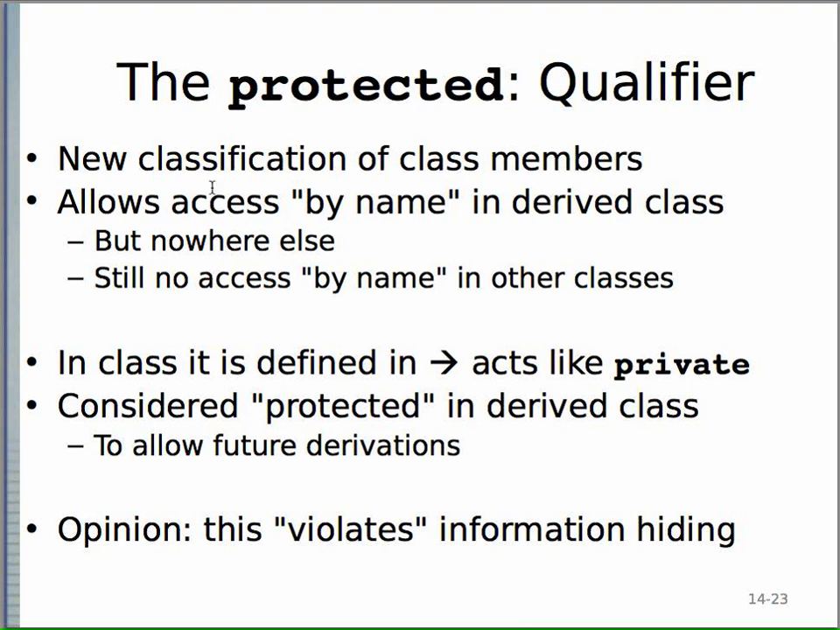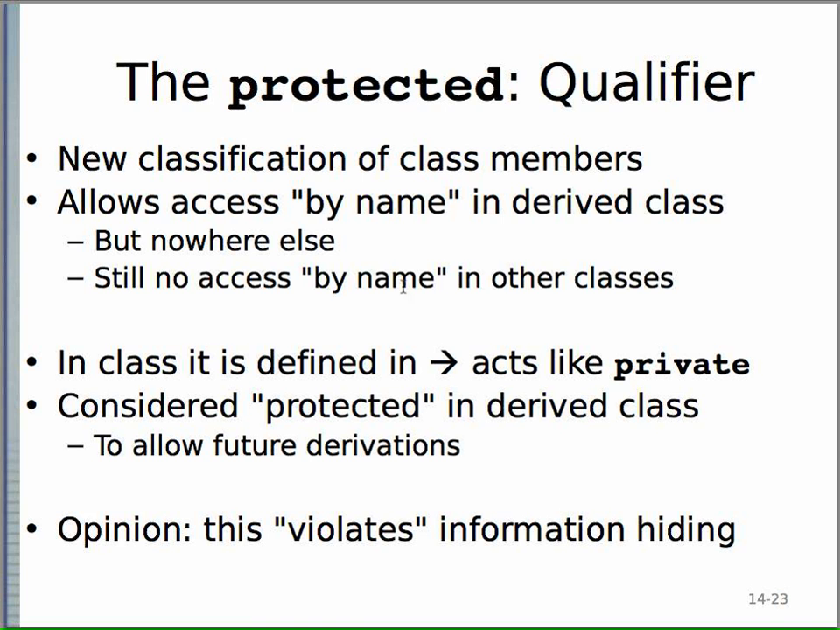Okay, so making something protected, that's new. That is, we haven't looked at it. We only looked at private and public so far. But those of you, if you've had Java, you've seen this before. You've seen the protected visibility modifier. So this allows access by name in derived classes, but nowhere else. If you have an unrelated class, you cannot get access to protected data members.